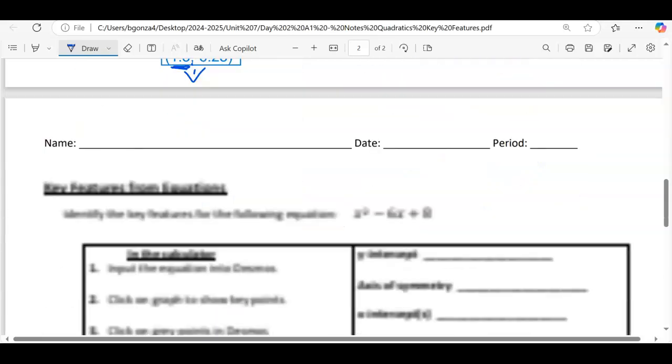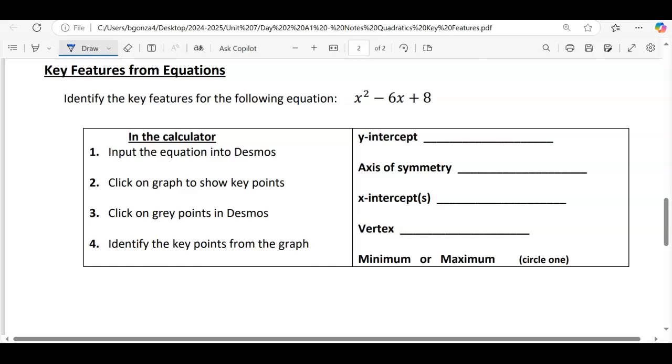All right, check it out on the back. What if there's no graph? What if there's only an equation? Well, you want to use Desmos. You want to look at it. Desmos will really help you if you have an equation, okay?